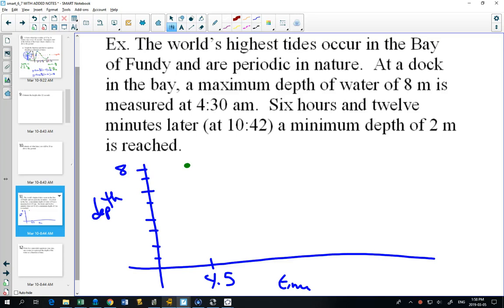6 hours and 12 minutes later. So if this is 4.5, would you say that this seems reasonable for about 6 spacing-wise? They're not going to measure it with a ruler to see if you're perfect, but we do need to be somewhat accurate with our scale. What time do I put there? 10:42? No. If 4:30 is 4.5, how do we figure out what 10:42 would be as a decimal?